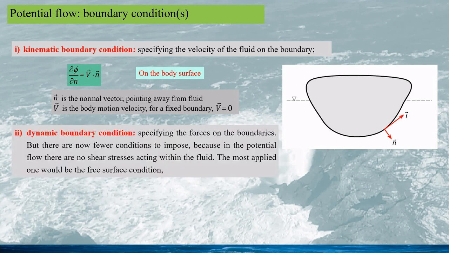The second boundary condition is the dynamic boundary condition, for which the force acting on the boundary is specified. However, for irrotational flows, there might be fewer conditions to impose, since there are no shear stresses acting within the flow. The most applied dynamic boundary condition would be the free surface condition, for which the pressure at the water side at the free surface must be the same as the air pressure at the free surface.